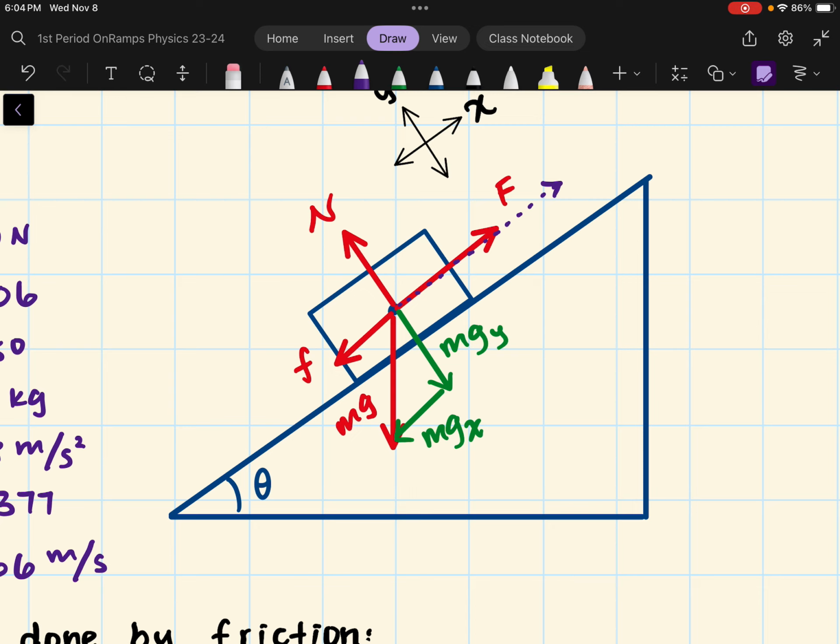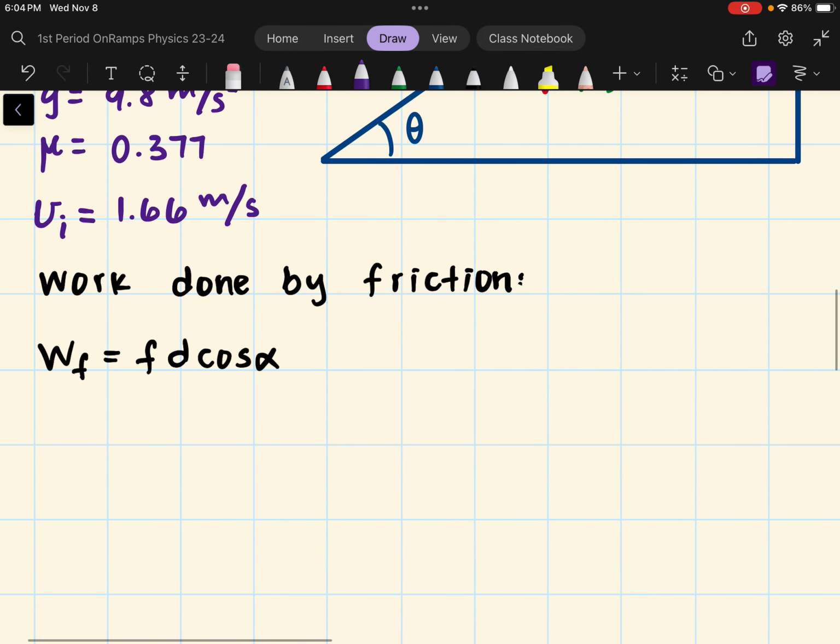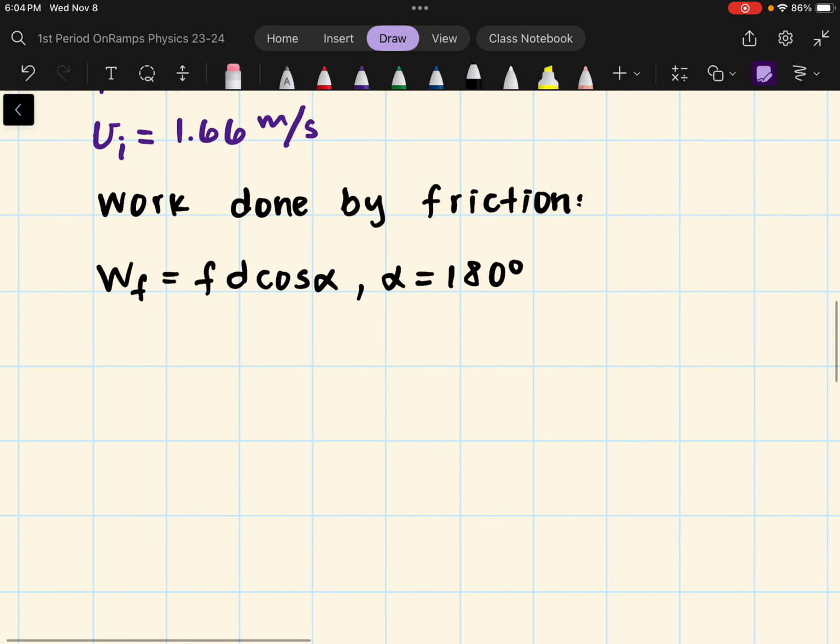So that means the angle between the head of my force vector for friction and the direction of motion is 180 degrees. And that makes sense because friction does negative work. And we know that the cosine of 180 degrees is -1. Therefore, the work done by friction is negative force of friction times displacement times -1. Well, the negative comes from the -1.